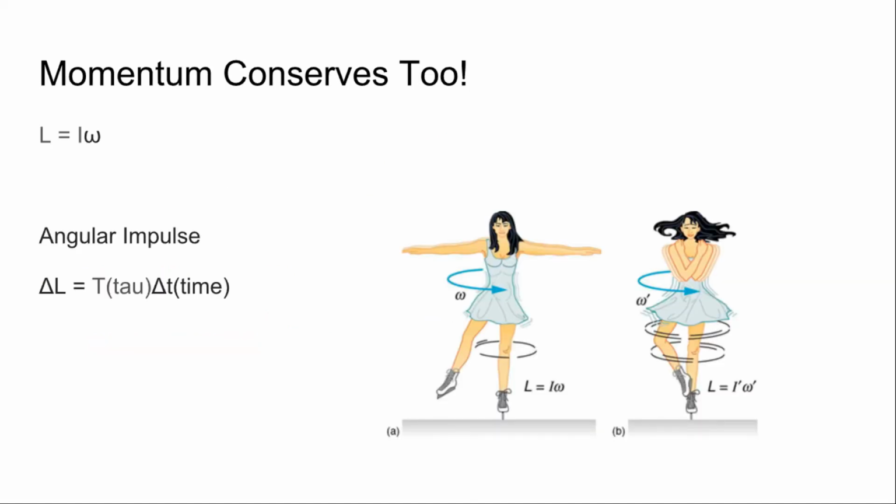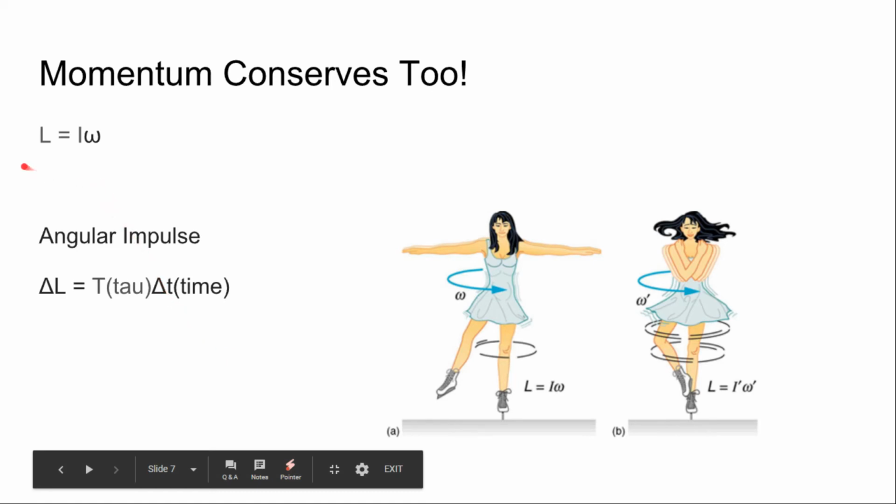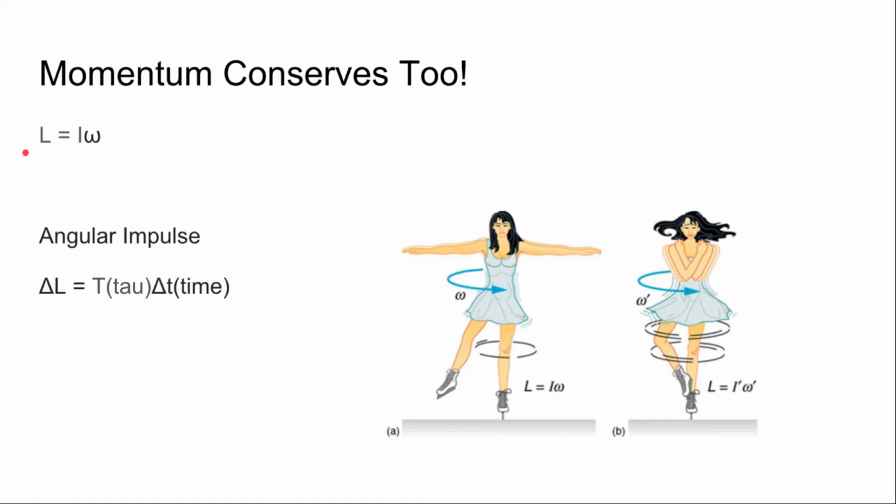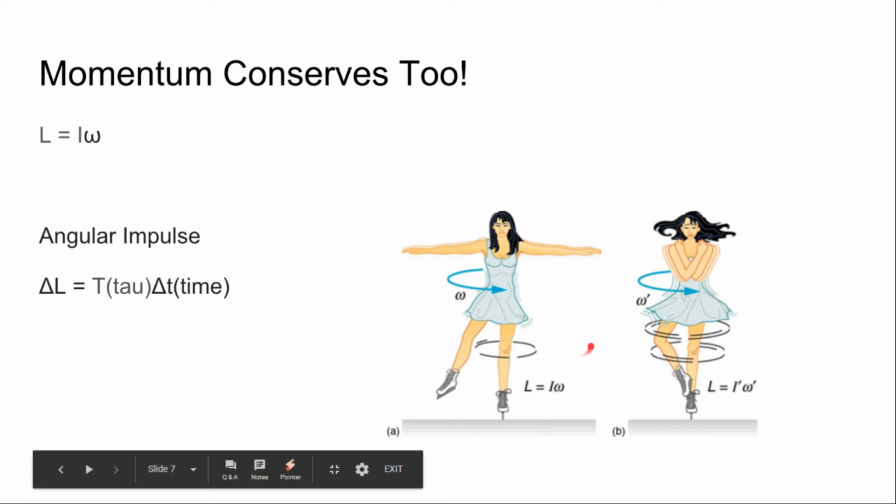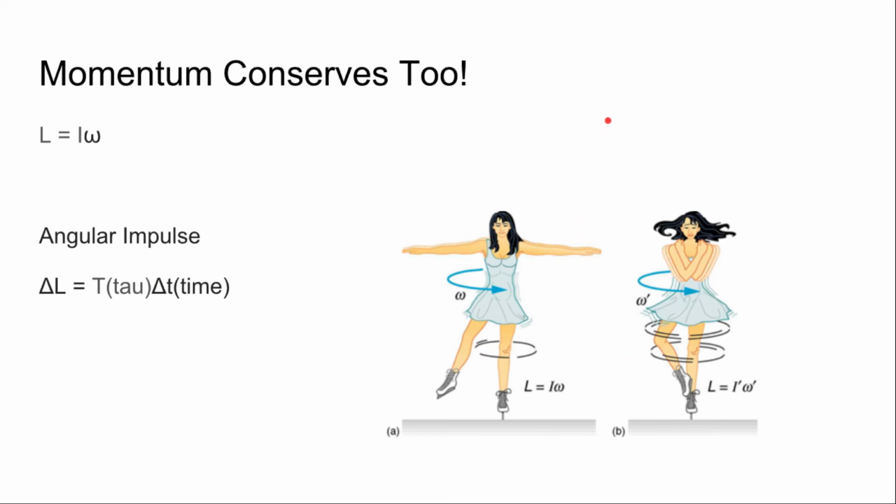Angular momentum is conserved as well. So it is very similar as well, and instead we define angular momentum just as L, and it's equal to I times omega, which is moment of inertia times angular velocity. So angular impulse also applies, which is delta L equals tau times delta t, where tau is instead the force given on rotation, which causes torque. And of course, as usual, a good example is a figure skater, who will change their moment of inertia in order to spin faster, to have a faster angular velocity.